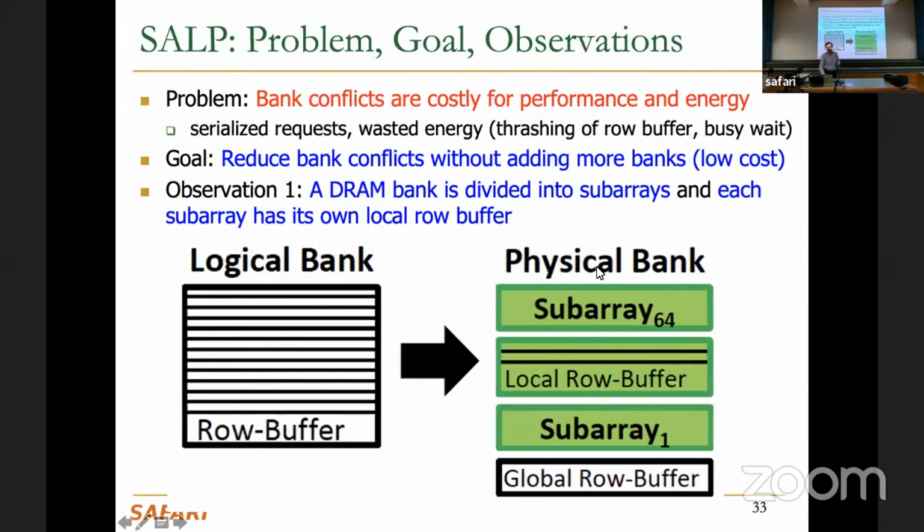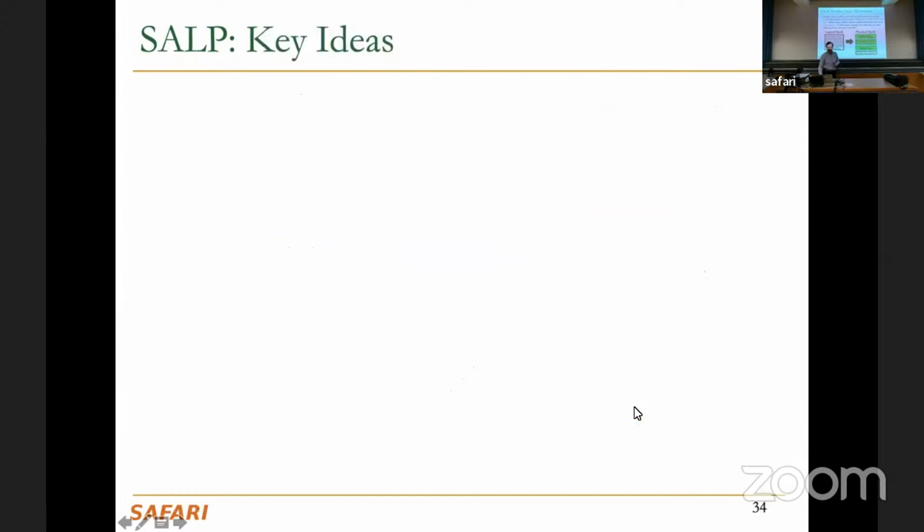Okay, so basically, the physical bank looks like this. You have a bunch of subarrays, and each of them has a local row buffer. And that's where the sense amplification happens, as we have seen earlier. And then if you want to move some cache lines, you go to a global row buffer, which is not as large as the local row buffer. This could be 64 bits to 256 bits. Local row buffer is 8 kilobytes, for example.